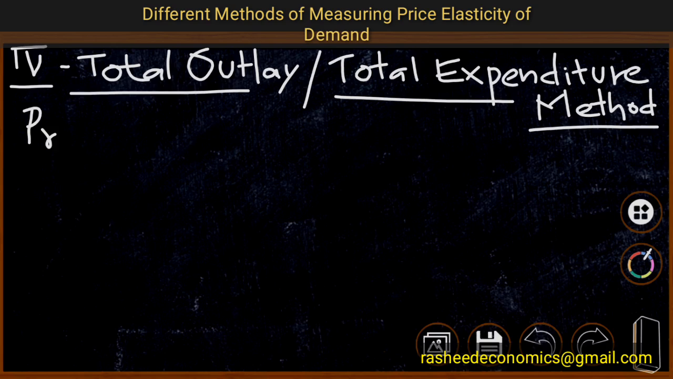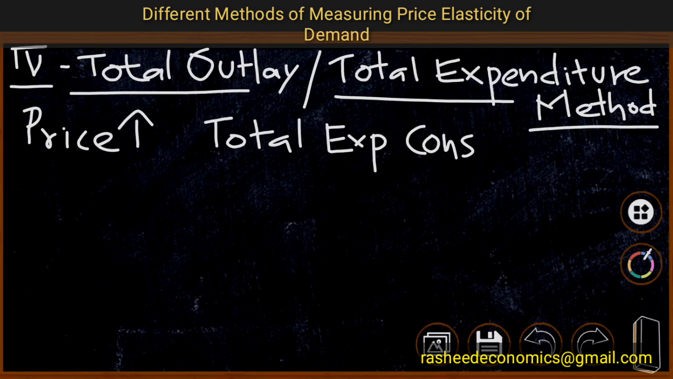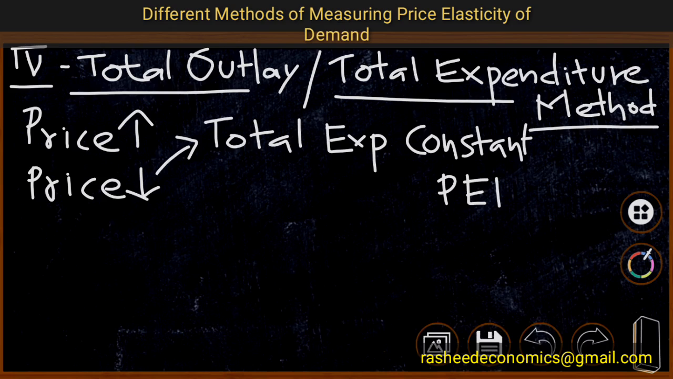Suppose the price of a commodity increases, then total expenditure on that commodity is constant. And when price decreases, the total expenditure on that commodity remains constant, and in such a situation we can say that price elasticity of demand is equal to 1, or there is unitary elastic demand. Let us analyze this case by using a numerical example.